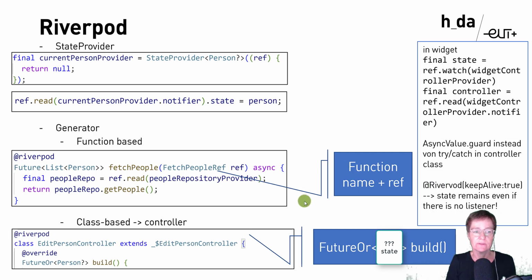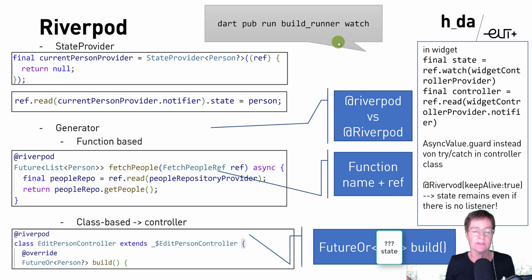For example, you could annotate riverpod keep alive true. So the state remains, the provider remains, even if there's no listener. Otherwise, it will be disposed automatically, which is the default and which works in most cases. And whenever you work with riverpod and its generator, and also if you work with the freezed generator, make sure you have the pub build runner watch running in the background, so your generated files get updated automatically.